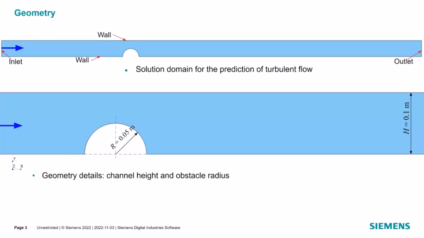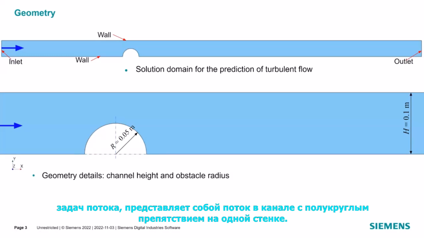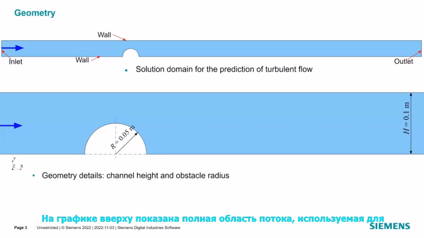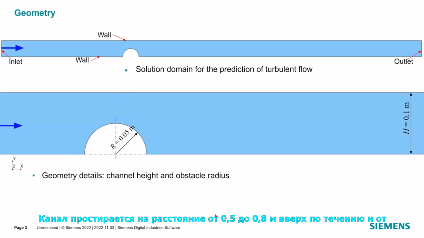The test case used to demonstrate the application of CFD to solving flow problems represents the flow in a channel with a semicircular obstacle on one wall. The plot on top shows the complete flow domain for the computation of the turbulent flow. The height of the channel is 10 centimeters. The semicircular obstacle with a radius of 5 cm blocks half of the cross-sectional area. The channel extends 0.5 to 0.8 meters upstream and 0.8 to 1.8 meters downstream of the obstacle depending on flow regime, shortest for an inviscid and longest for a turbulent flow.